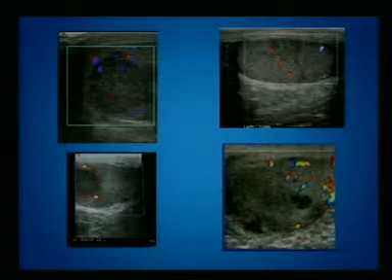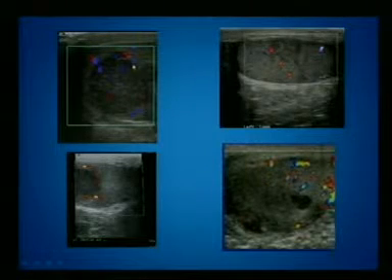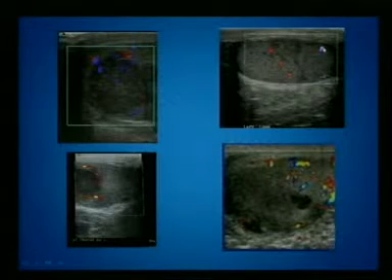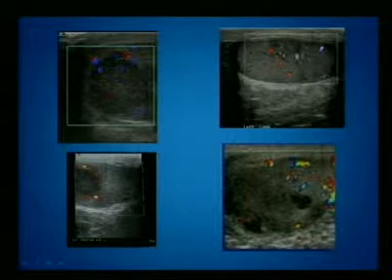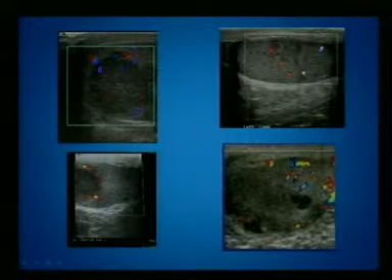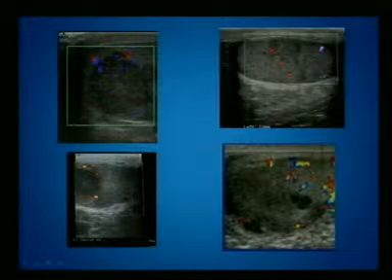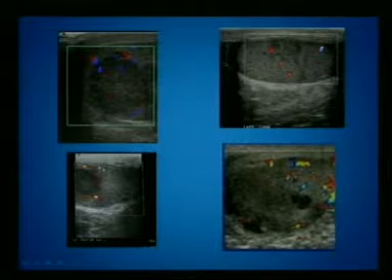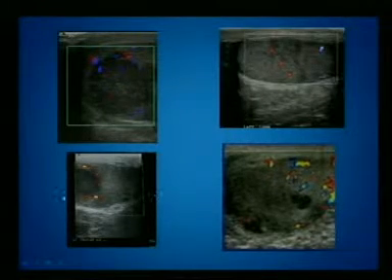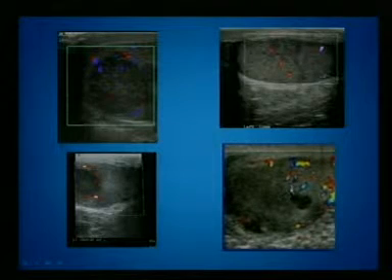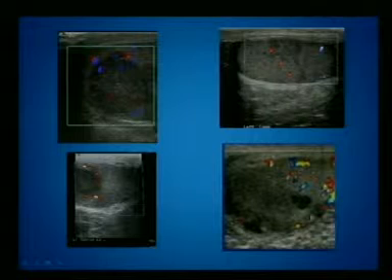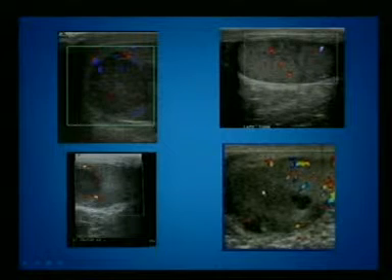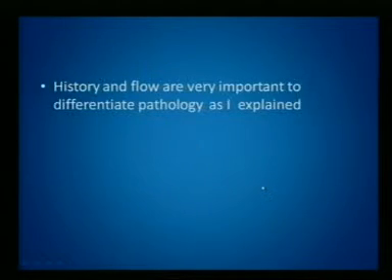For example, in the first one, there is internal flow, increased flow in that mass, and it is a malignant seminoma. In this mass, there is no flow. In a patient with acute pain, it is a segmental infarction. In this mass you see an anechoic area surrounded by hyperechoic vascularity, and it is an abscess. And this mass is post-traumatic. You see disruption of the testis with normal vascularity in that area, and the hematoma has no vascularity.